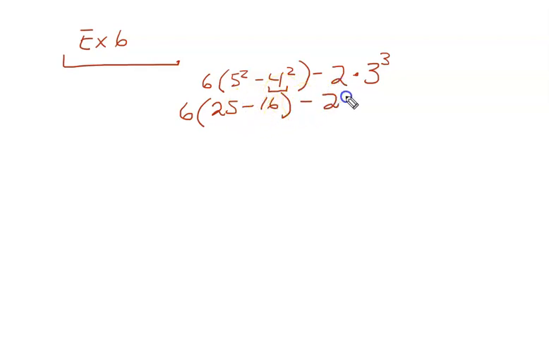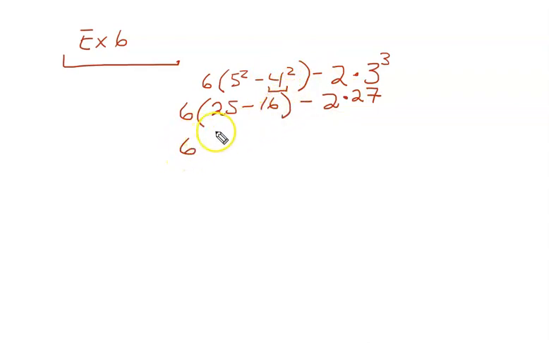And then 2, a -2, and then times 3 to the 3rd power. If you're not sure what that is, 3 times 3 times 3 is 27. So we've simplified it in steps.